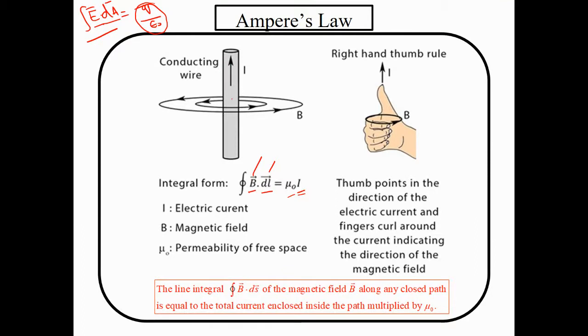You should just see the wire. This is the direction of the current, arrow marks. If you use your right hand rule, when you hold the wire like that, your thumb indicates the direction of the current, and all the fingers curving indicate your magnetic field.